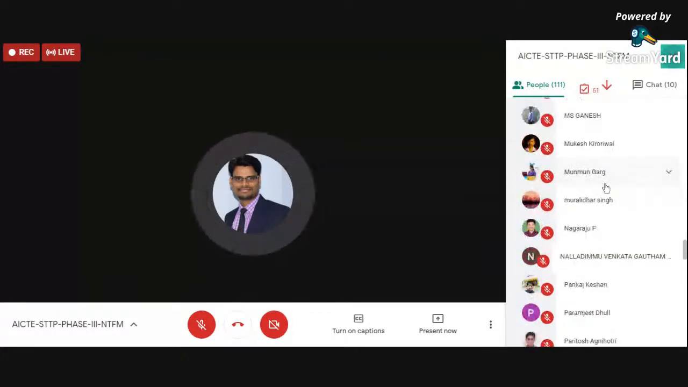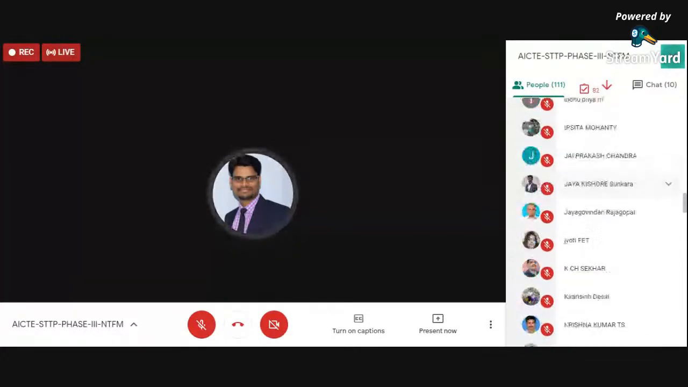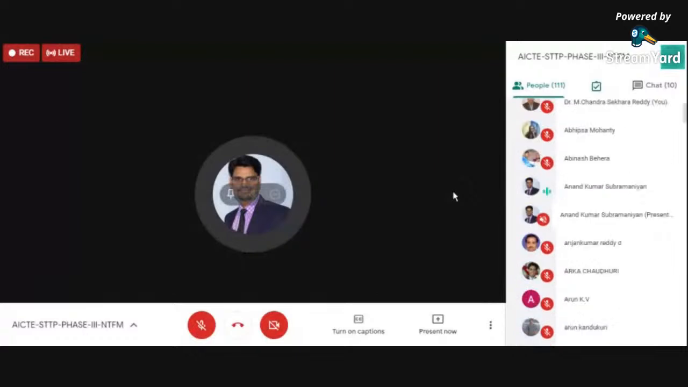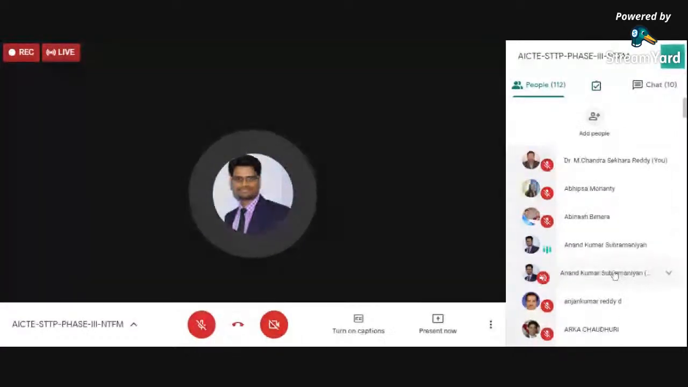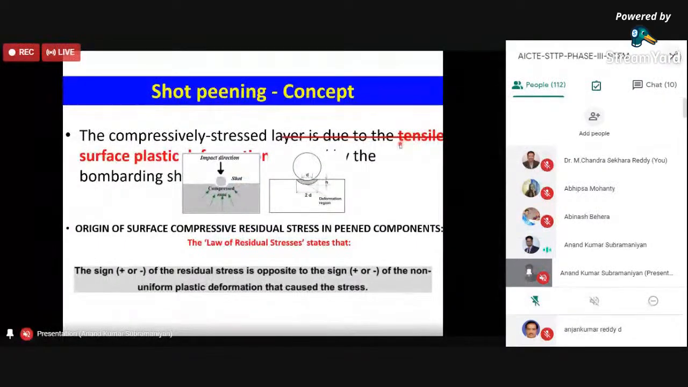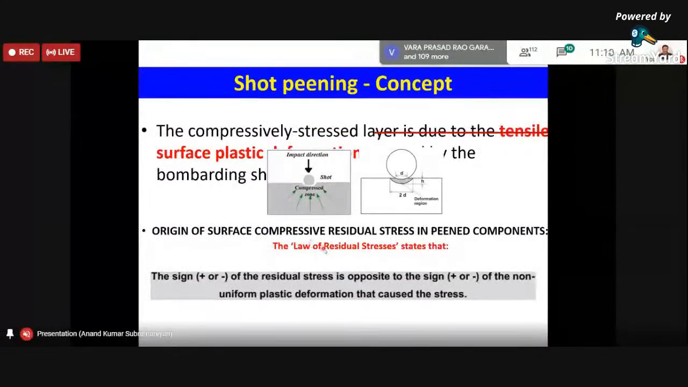Now, quickly, the shot peening concept, how this compressive residual stress gets developed in the material, is given here. Sorry, I wanted to have an underline here that has gone. It's okay. In fact, what this law of residual stress says is that the sign of the residual stress imparted to the material is opposite to the sign of the non-uniform plastic deformation that caused the stress.